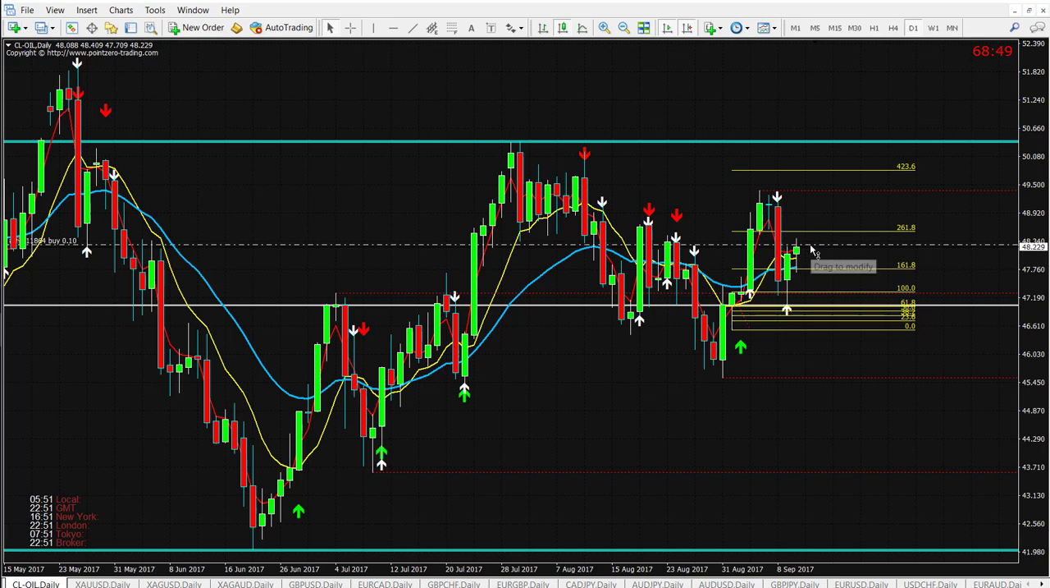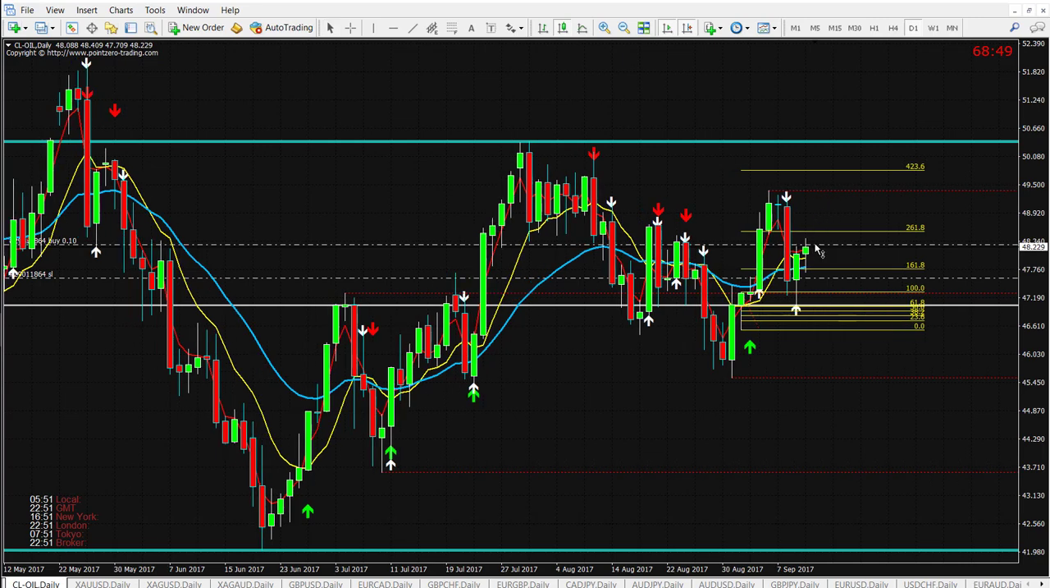I buy here, and I put my stop loss under this pin bar, and I move my target above this resistance line. This is a major resistance line. It's green, as you can see, and as the market moves on during the next days, I will move my target and stop loss, and I adjust it.